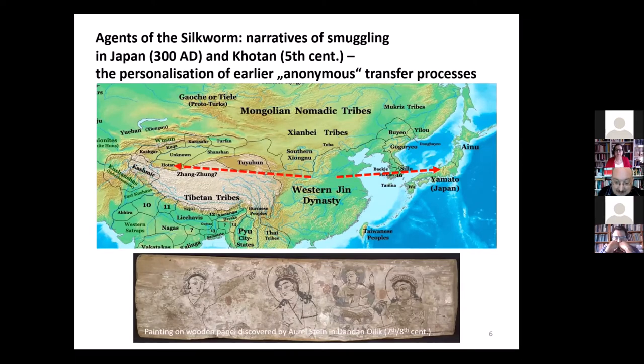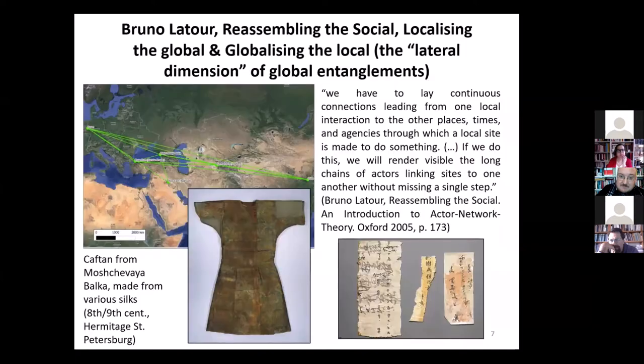And this is even depicted some centuries later in a wooden panel discovered by Aurel Stein in excavations in the region, so that this obviously became a quite popular story, this smuggling narrative. And as I said, in both cases, we know that silk production was already transported to these regions ahead of the time when this supposed smuggling appeared, as is the case for the Roman Empire. So we have here similar cases of later personalizations of earlier anonymous transfer processes.